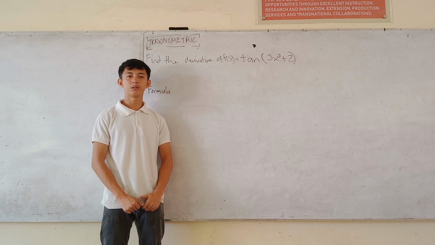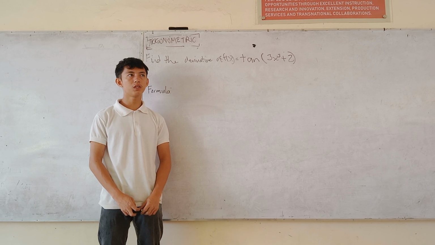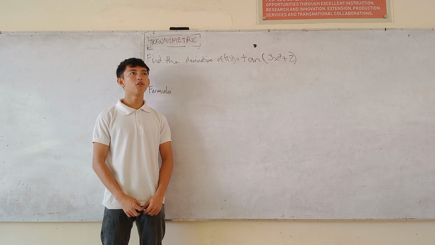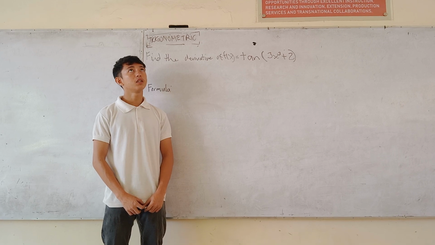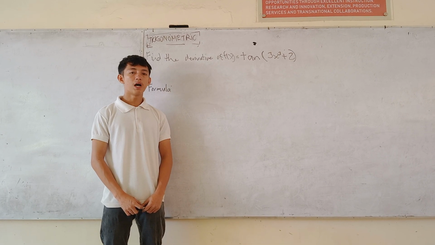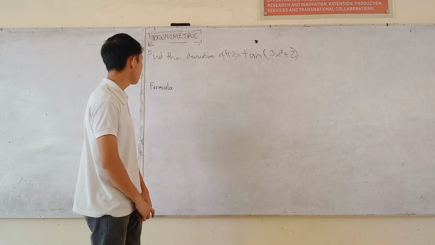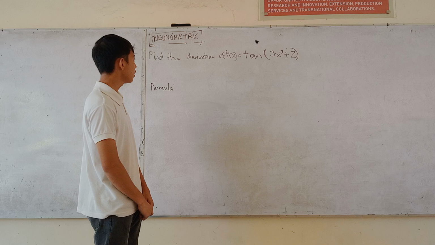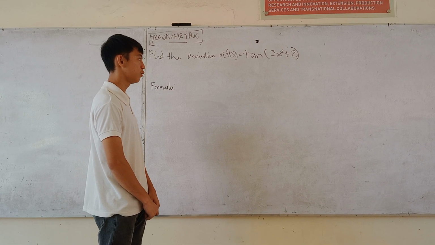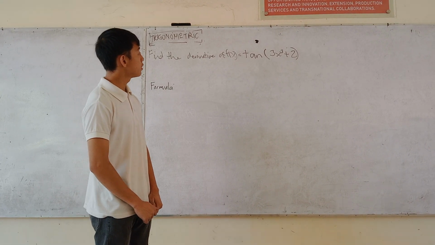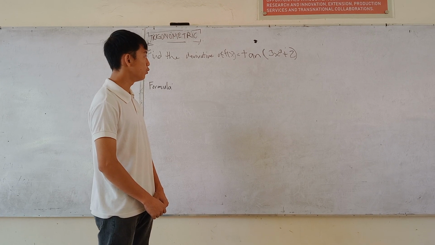I am Kit Valentini Magdao, and today I will be giving you guys an example on how to find the derivative of a trigonometric function. So first of all here, you can see a problem. Find the derivative of f of x equals tan of 3x cubed plus 2.